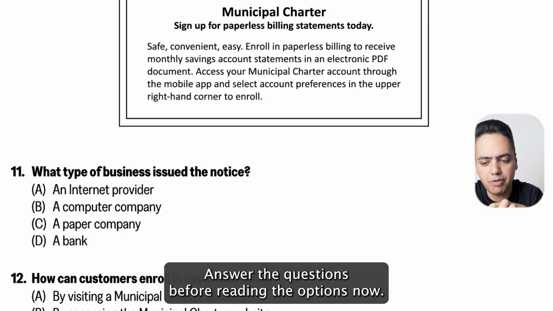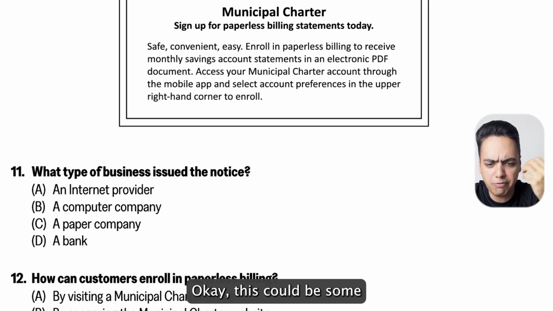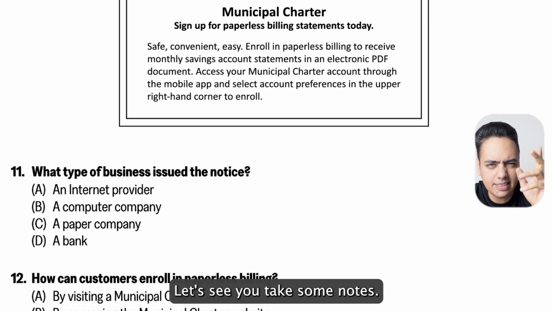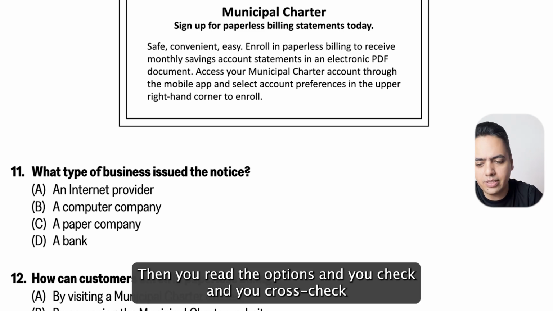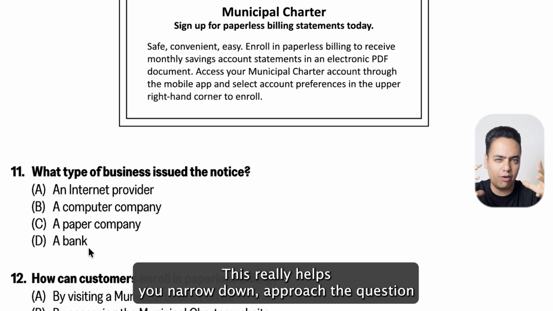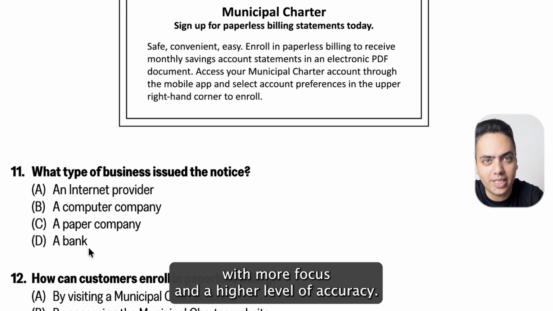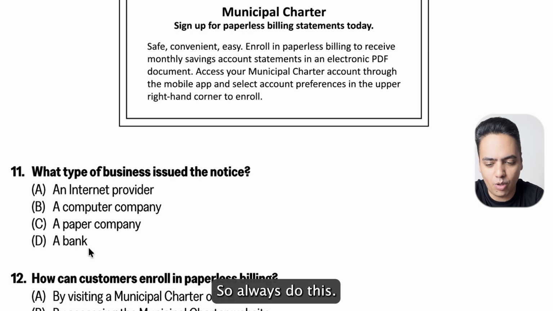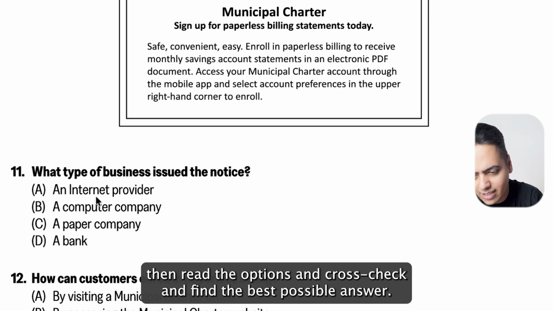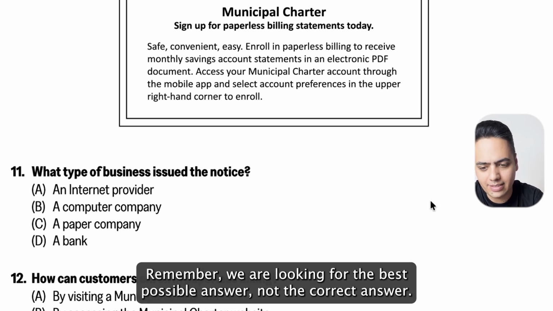Answer the questions before reading the options. Like, okay, this could be from maybe something like a financial company or a mobile company. Let's see. You take some notes. Then you read the options and you cross-check your notes with these options and you find the best match. This really helps you narrow down, approach the question with more focus and higher level of accuracy. So always do this. Read the question, make some guesses, take some notes, then read the options and cross-check and find the best possible answer. Remember, we are looking for the best possible answer, not the correct answer.